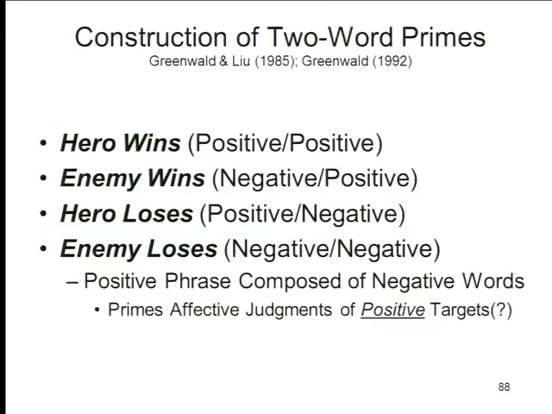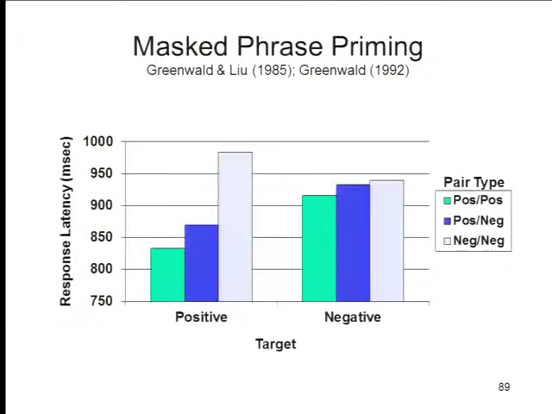But of course, if we're talking about affective priming here, a two-word phrase like "enemy loses," which has negative affective meaning, should facilitate the processing of targets that also have negative affective meaning. There's an affective congruity effect here. And the finding is that it doesn't, okay? Here's the pairing of the negative and the negative, "enemy loses." And what you see here is that there's just no priming effect there whatsoever.